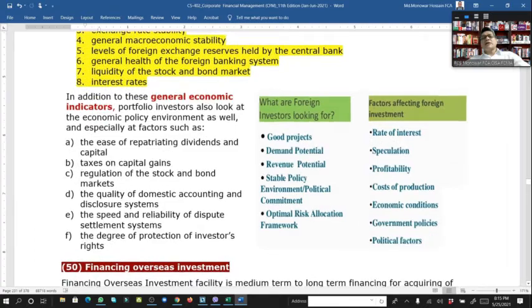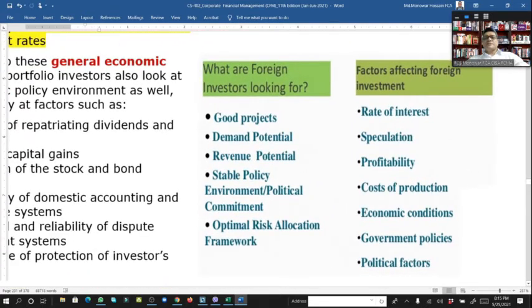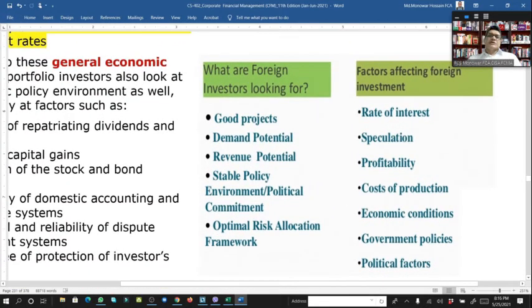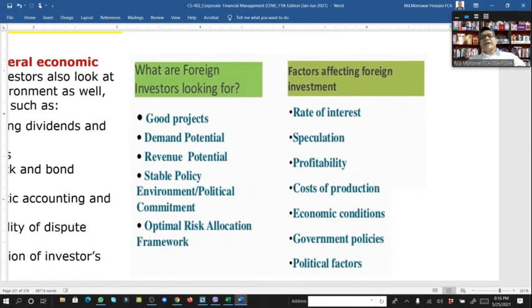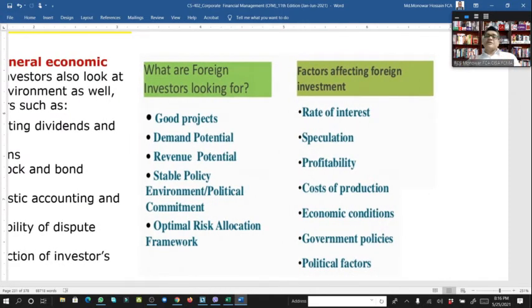So what are foreign investors looking for? A foreign investor is looking for a good project, demand potential, revenue potential, a stable policy environment, political stability, government commitment, and an optimal risk allocation framework. Factors affecting foreign investment: which factors affect? If we say shortly, rate of interest. What is rate of interest?